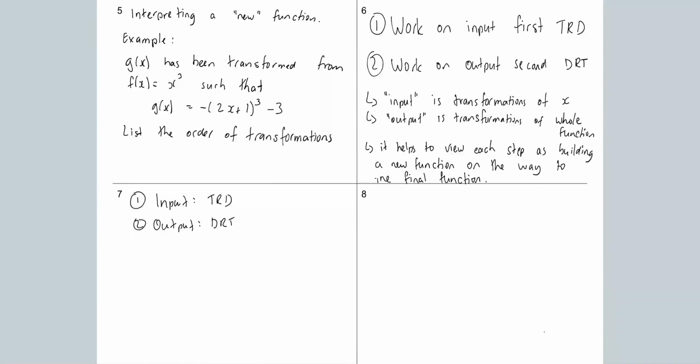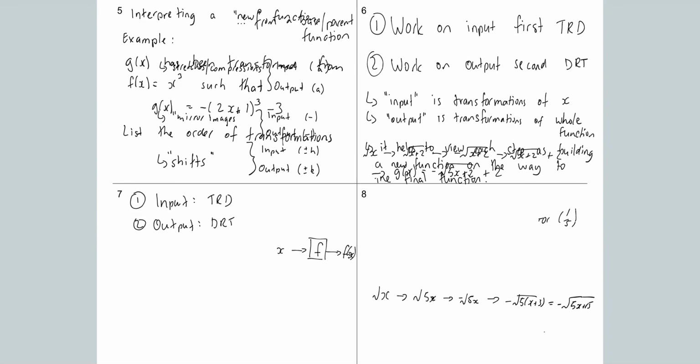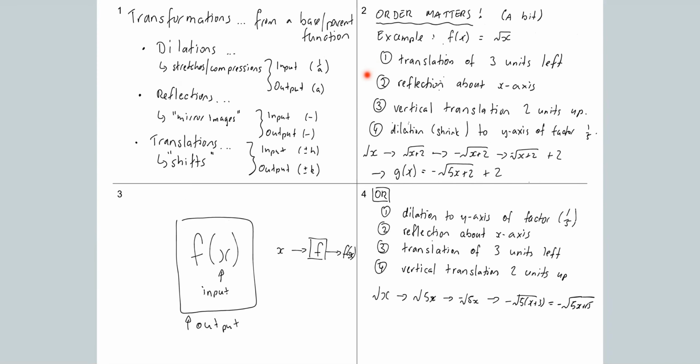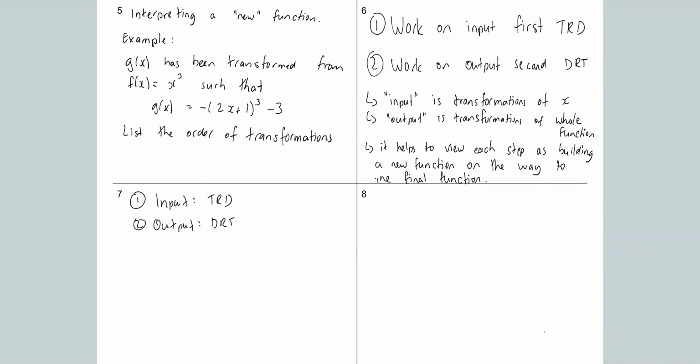But as we saw in the previous video, order does matter. When we did transformations in this order, it got us this function. But when we did transformations in this order, it got us this function, which was, I haven't quite finished it here, have I? But this function, but it's a different function. So order does matter.